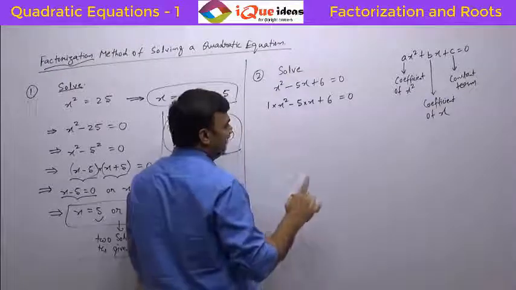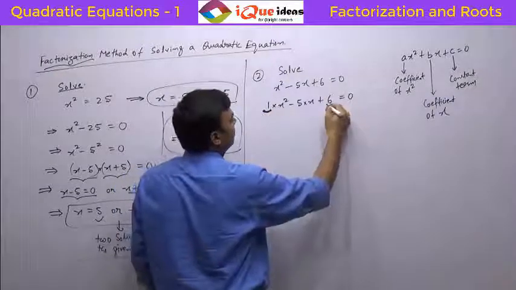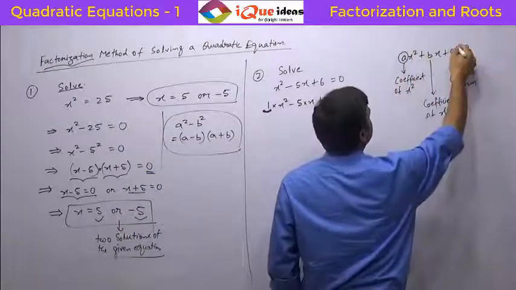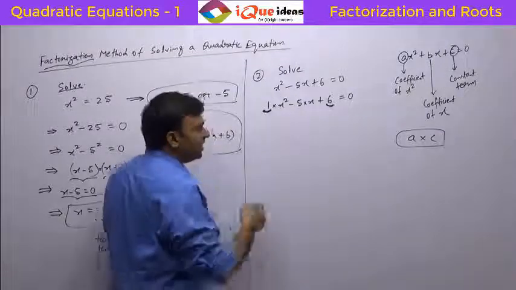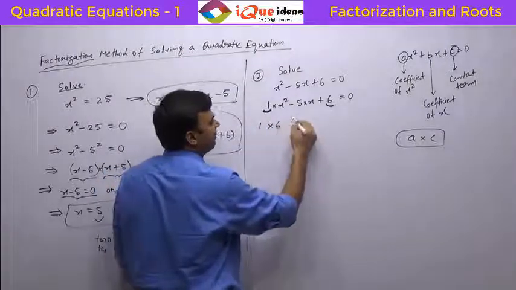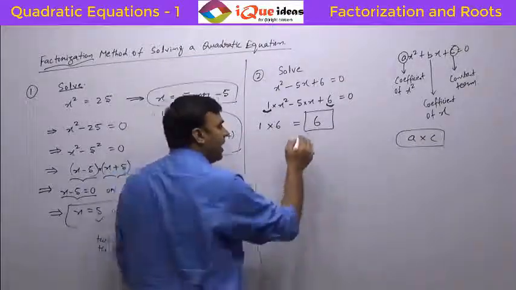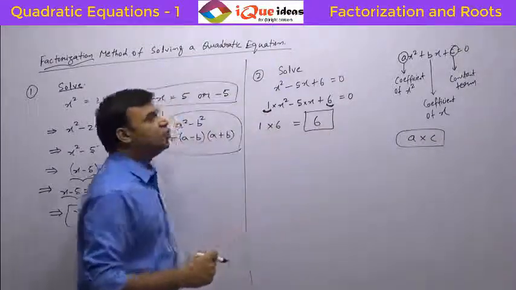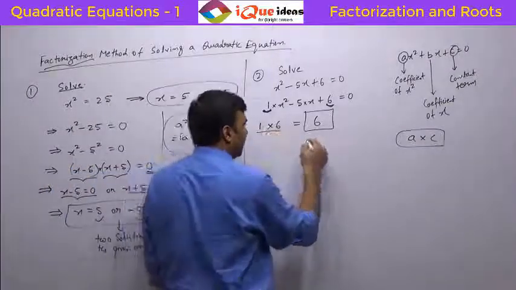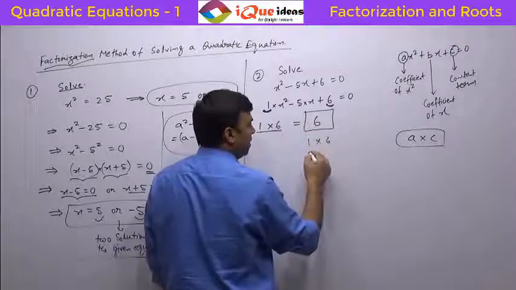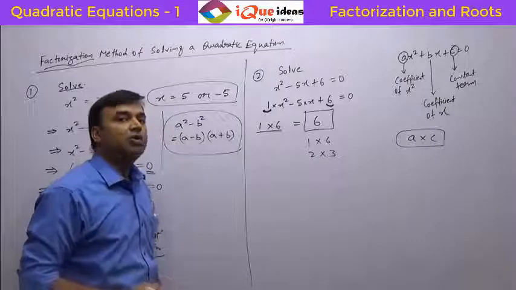Right? What the method says is take the coefficient of x square and the constant term, that is a and c, and then multiply them. Right? Get a new value. So in this case it is 1 into 6. We get a value as 6. Right? Now break this product 6 as a product of two numbers, in all possibilities. So one possibility is already this one, that is 1 into 6. There is another possibility, 2 into 3. So it is either 1 into 6 or 2 into 3.